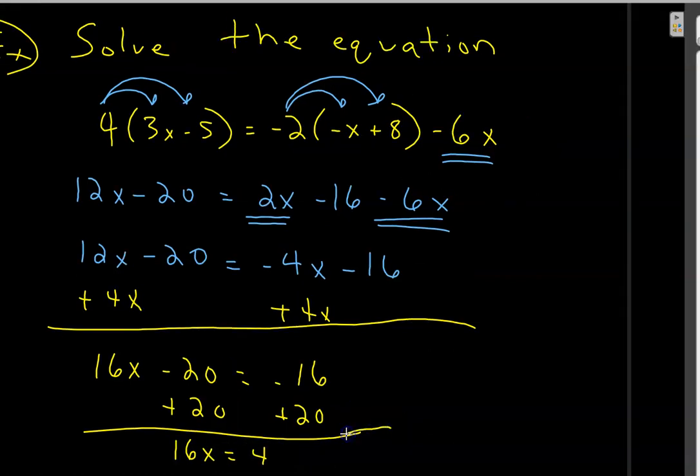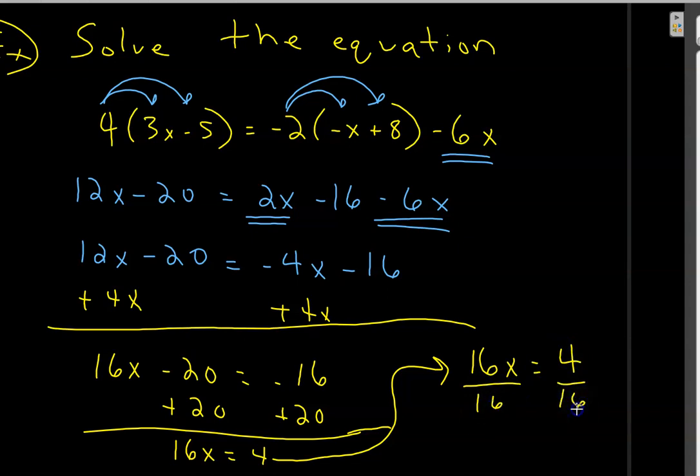I'm going to rewrite that. And if 16x equals 4, I can divide both sides by the 16. So x is 0.25. And that's it. I will copy that as a note. That's all I have. Good luck.